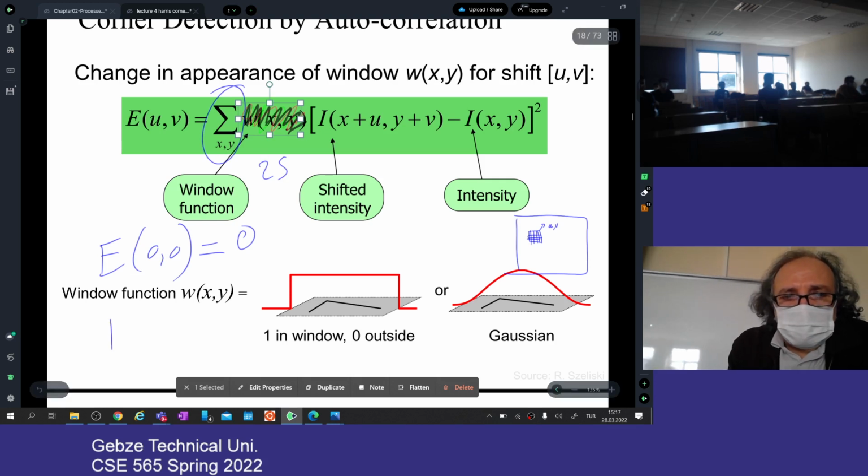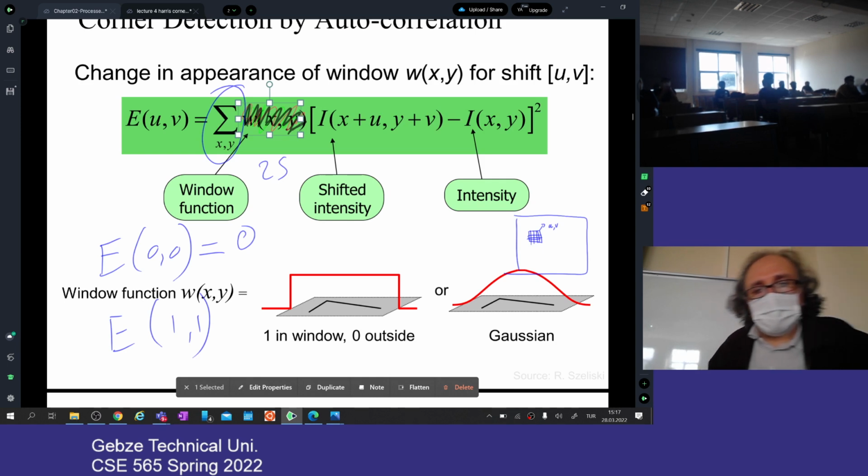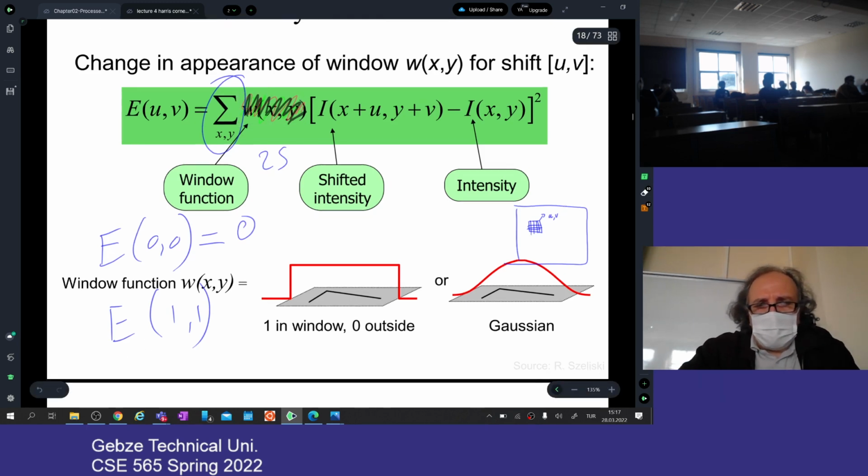How about E11? That means that I am moving my window down, because Y is 1, and to the right. Well, you are going to say, I don't know what the value will be, because this depends on the image. And how would you calculate this one? So what are you going to do to calculate these kinds of E's?